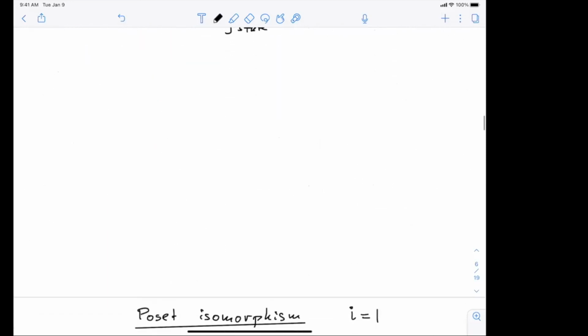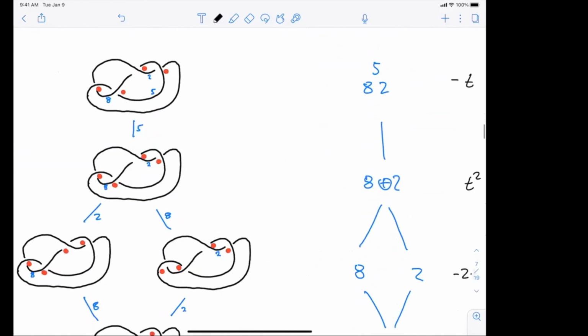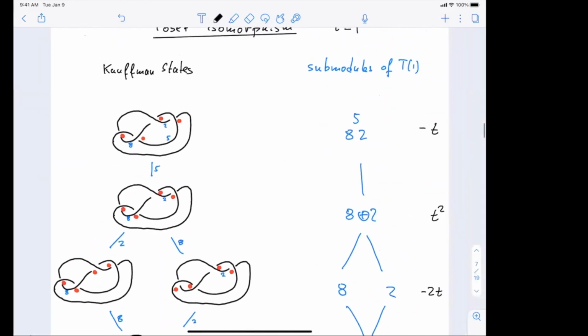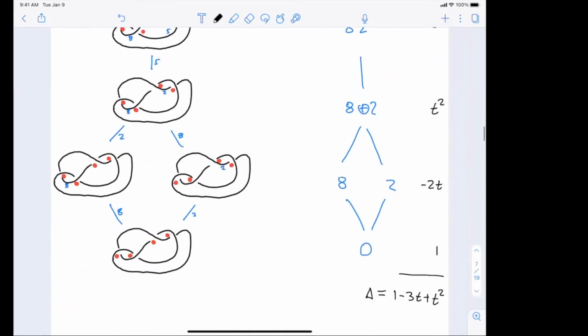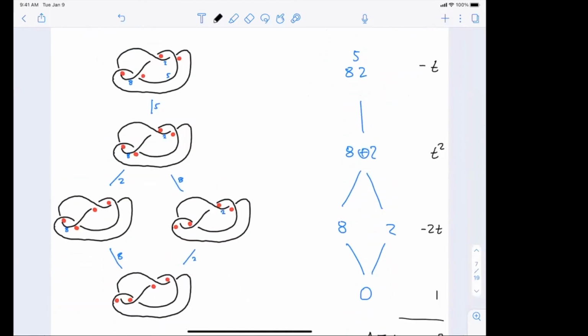Okay, so I should have, here's a picture. Yeah, so here's a poset for the figure 8 knot on the left. You have 5 different Kauffman states. So I start here. Let's start at the bottom.